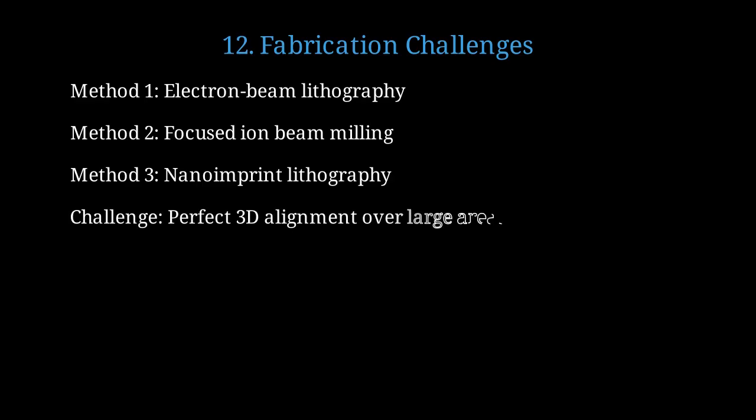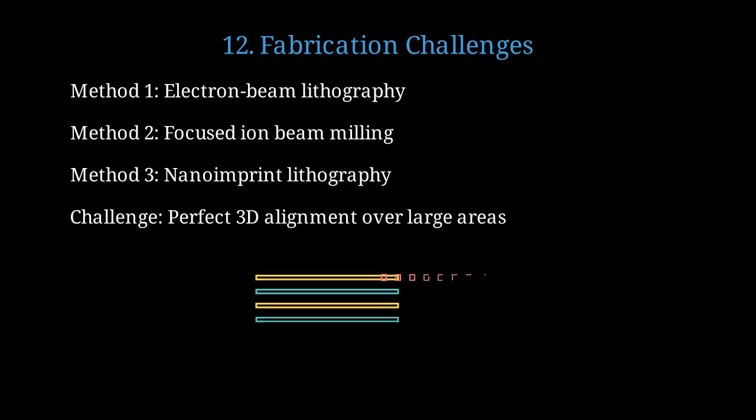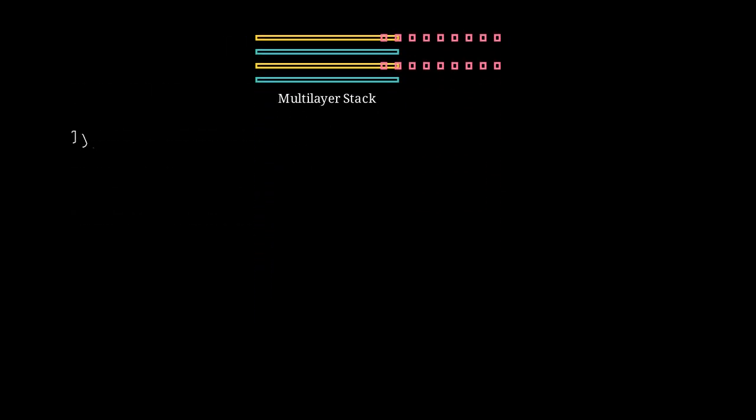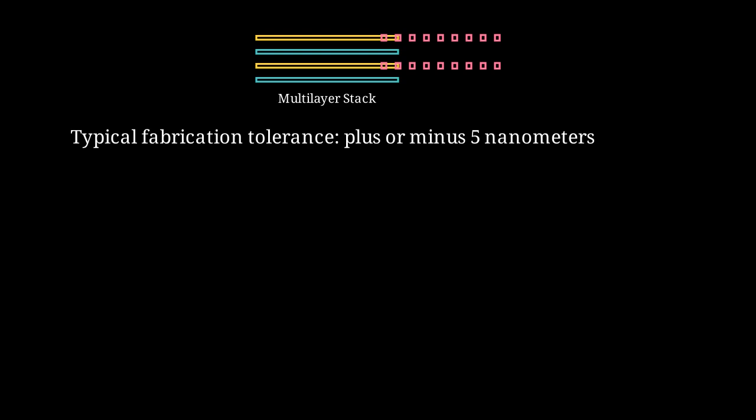The biggest challenge is achieving perfect three-dimensional alignment over large areas with many layers. Multi-layer stacks with alternating metal and dielectric layers, each patterned with nanoscale features, are required for full three-dimensional metamaterials. Typical fabrication tolerance is plus or minus 5 nanometers, which significantly affects optical performance.